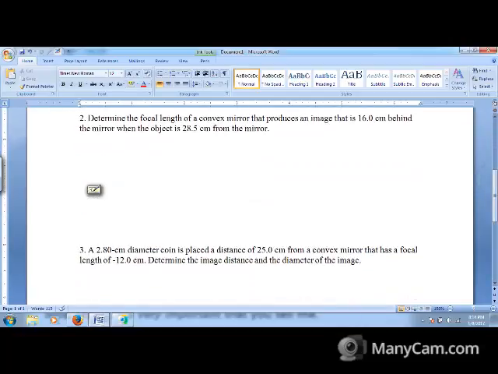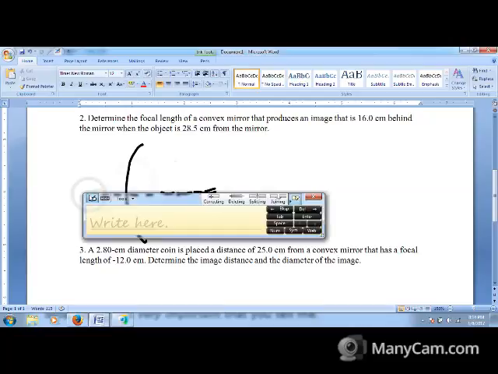All right, next problem. Determine the focal length of a convex mirror that produces an image that is 16.0 centimeters behind the mirror, and the object is 28.5 centimeters from the mirror. Sorry, I know you have eyes, and you could have read that for yourself.